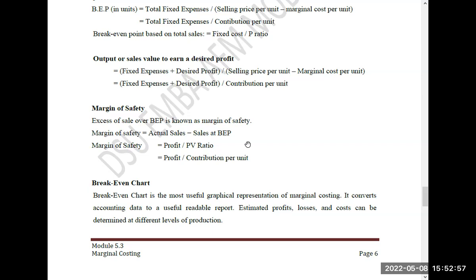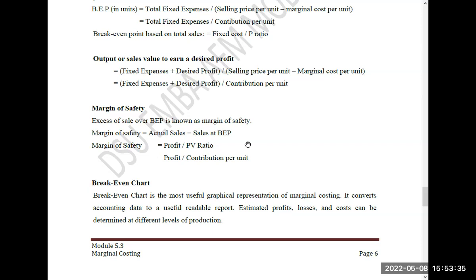What we are going to calculate now is the sales value needed to earn a profit of 10% on sales. Write point number one, calculation of sales value. We don't know how many units are to be sold. If we knew, we could multiply the number of units with 20 and get the answer, but that is not given in the question. You have to find out.